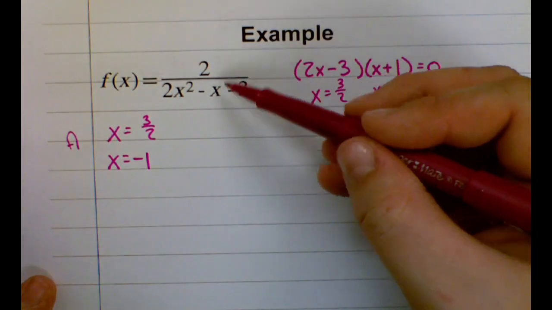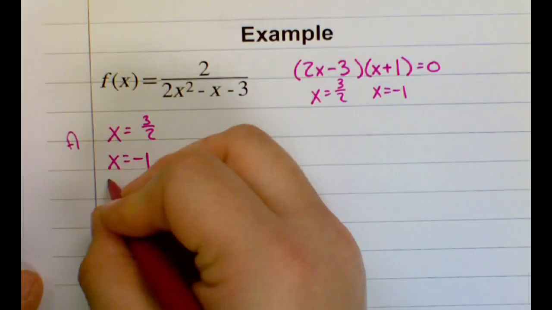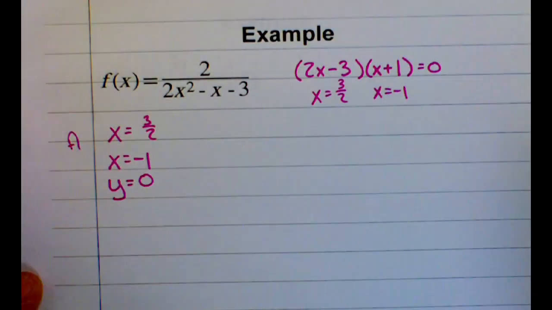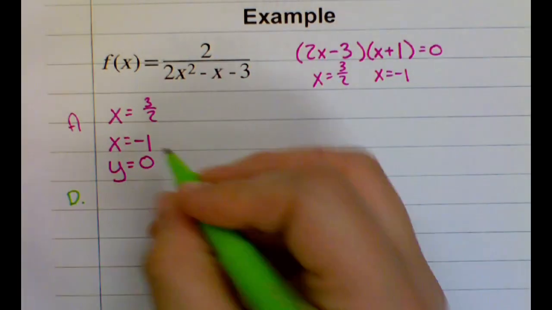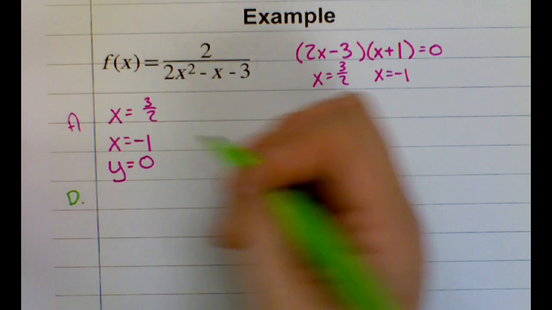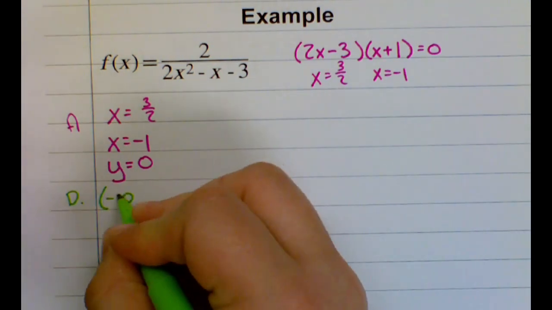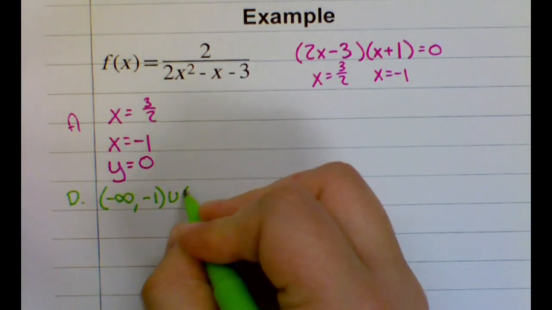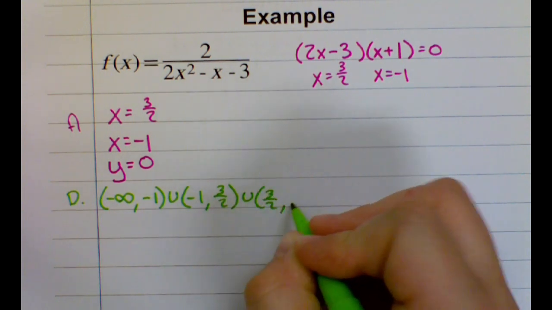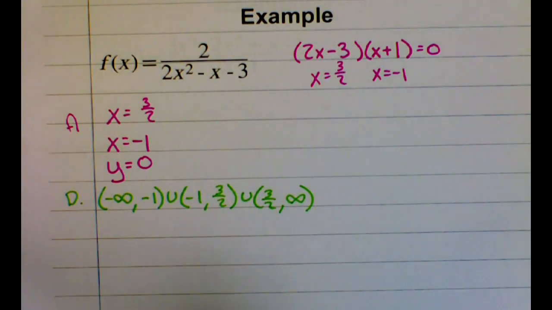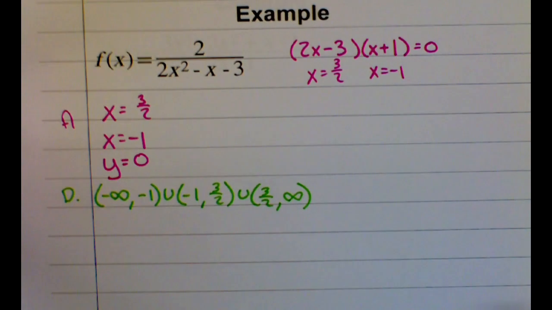Horizontal asymptotes. The degree of the denominator is bigger, which means y equals 0 is a horizontal asymptote. If there's a horizontal asymptote, there will not be a slant. All right. The domain follows very quickly from here. Domain: everything but these x values that it can't be. So negative infinity to negative 1, or negative 1 to 3 halves, or 3 halves to infinity. The range we will look at in a little bit.